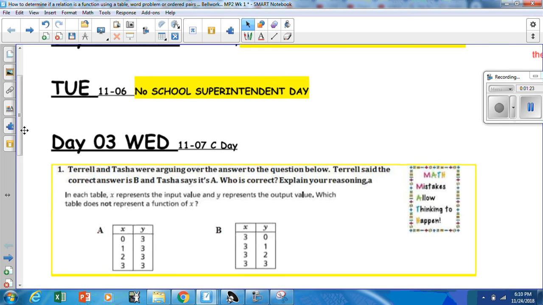Terrell and Tasha are arguing over the answer to the question below. Terrell says the correct answer is B, and Tasha says the correct answer is A. Who is correct? Explain the reasoning. So A is saying that we have an XY table, and our X values are changing, but our Y values are staying constant at 3.